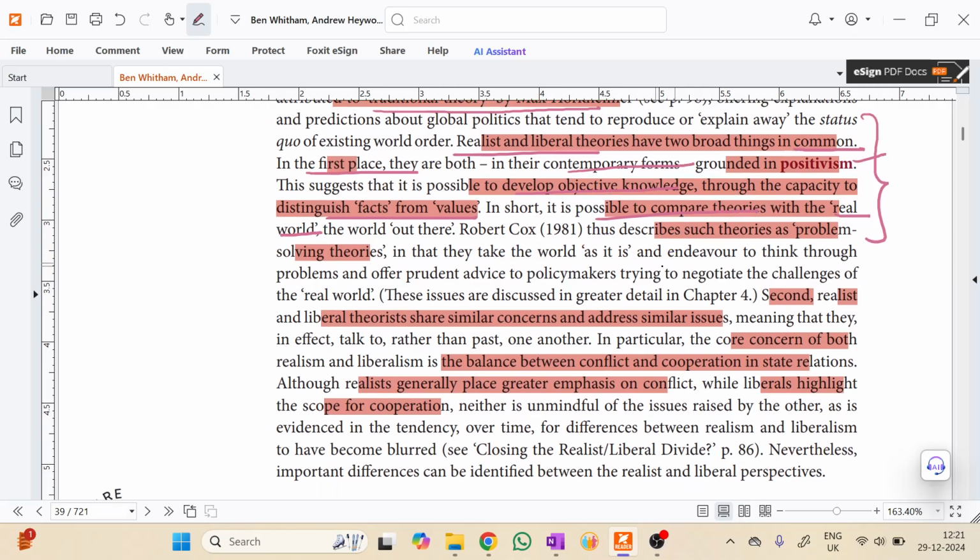Then both of the theories are known as problem-solving theory. They are grounded in the sense that they talk about real world events, and they talk about how to solve them. So the problem-solving attitude is there.